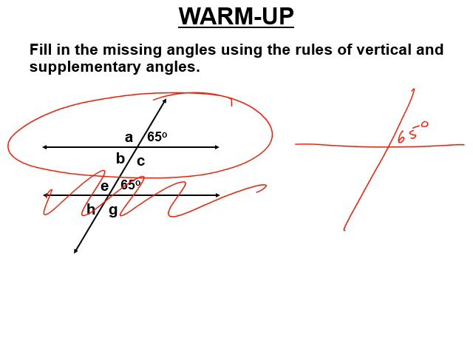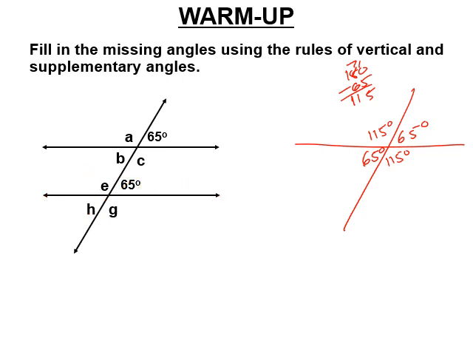B is vertical to the 65-degree angle, right? It's back to back, so it must be congruent, the same. A and C are adjacent to it along a straight line, so they must add up to 180. And so they must be 115 degrees, right? And notice each adjacent pair adds up to 180.